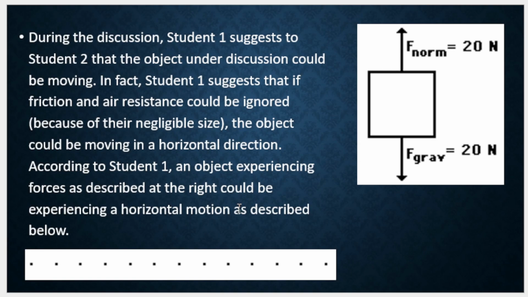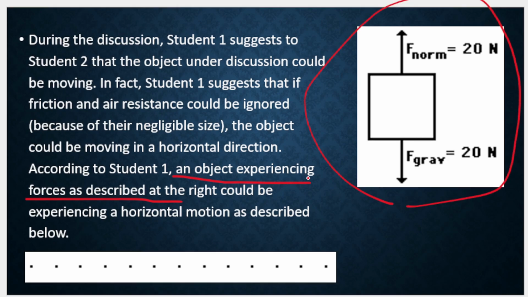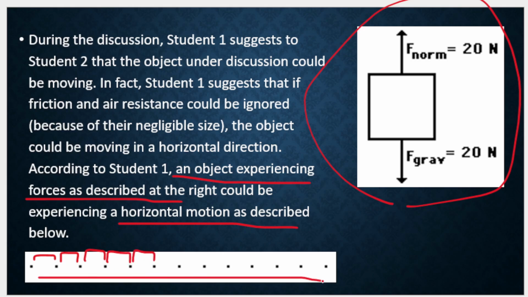Okay. So, according to student 1, an object experiencing forces as described at the right could be experiencing a horizontal motion as described below. As you can see, these have perfect, pareho sila og spaces. So it means constant ang iyahang horizontal motion. Okay? So, ana si student 1, ang say point ni student 1 dire.